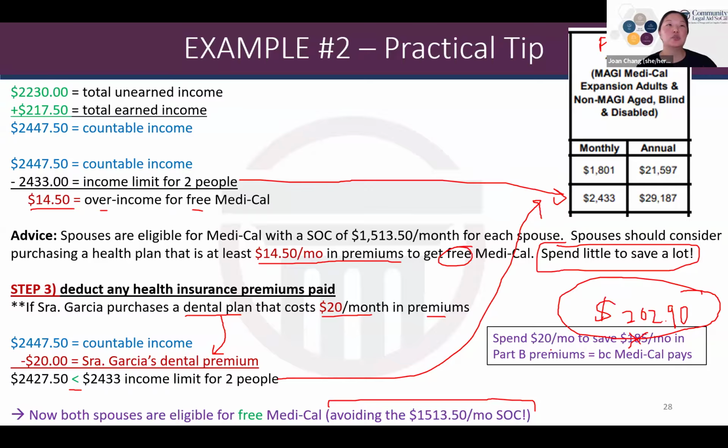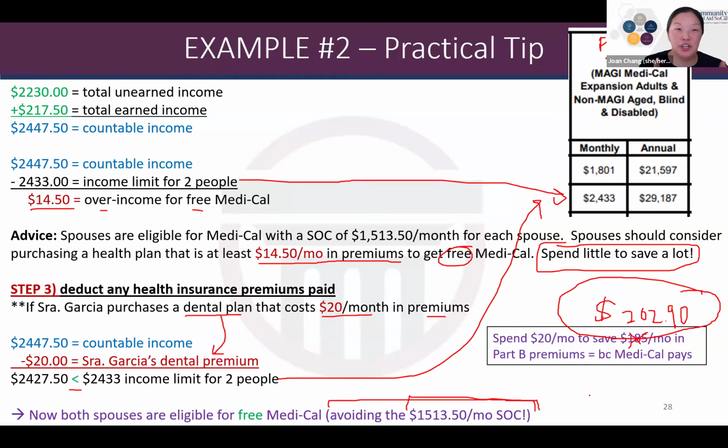So again, think of it this way. Senora Garcia is spending 20 bucks per month in a dental plan so that she could actually save $202.90 plus get free Medi-Cal instead of a share of cost Medi-Cal. Plus she's avoiding a share of cost that's 1,500 bucks.